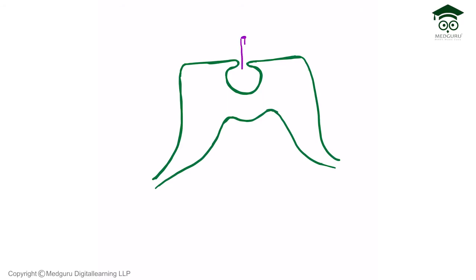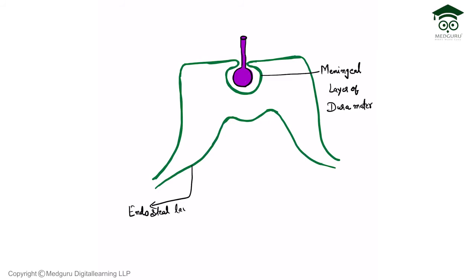Thereafter we will use a purple color for making the pituitary gland. This pituitary gland, or hypophysis cerebri, is lying in medial relation to cavernous sinus. After making the pituitary gland, we will label the important structures. As I told you, we have made two layers of dura mater. The inner layer is the meningeal layer, and the outer layer is the endosteal layer of the dura mater.